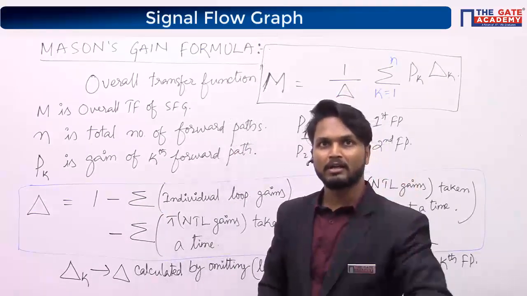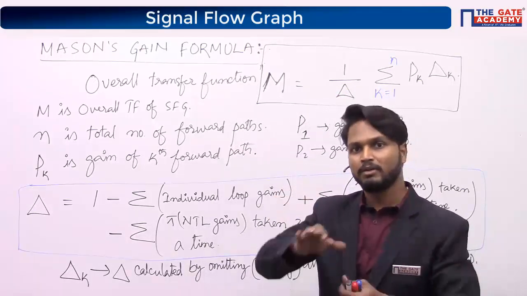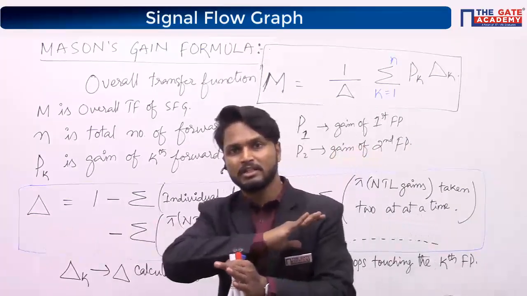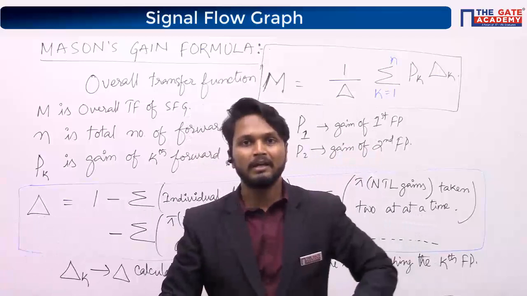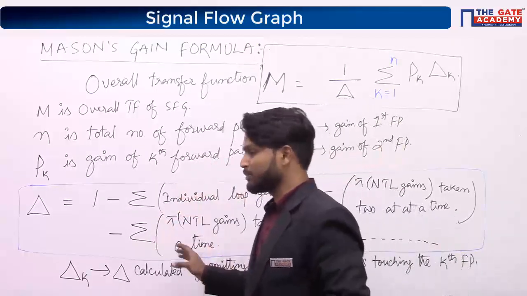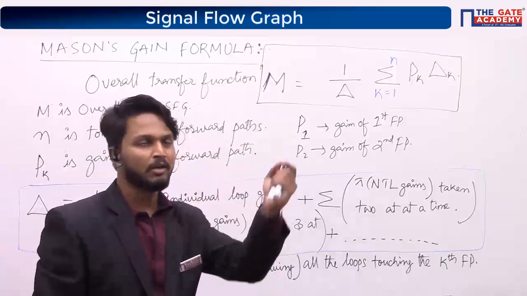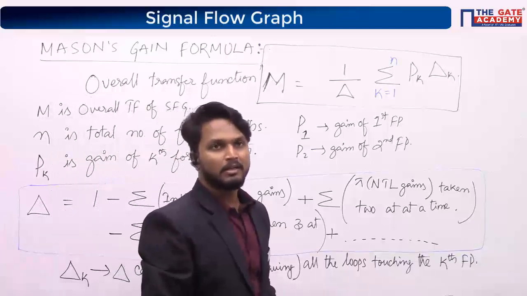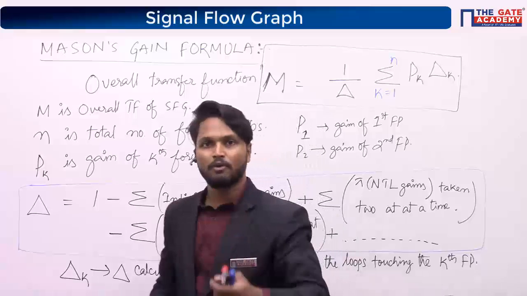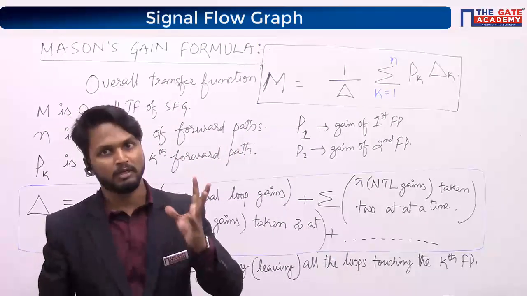If you want to calculate delta 2, you will look at forward path gain 2, right? You will take the second forward path, leave out all the loops which are touching the second forward path, and calculate delta. That's it, right? So it is very simple. We will see how to implement this Mason's gain formula with a simple example, to find out the overall transfer function using Mason's gain formula.